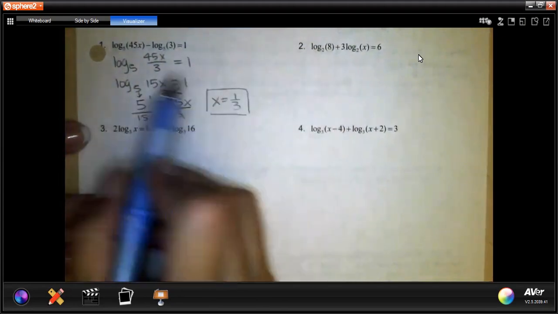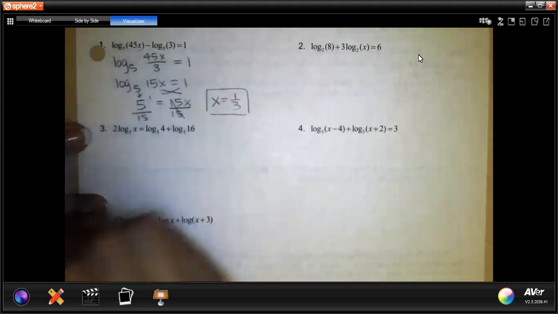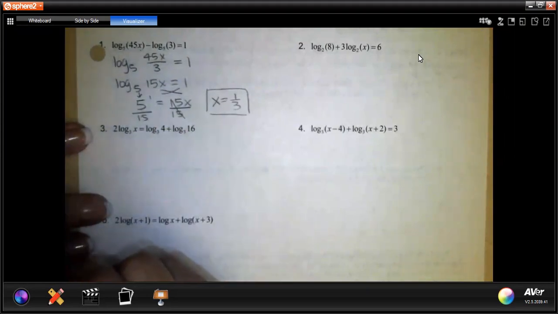You always want to make sure you go back and plug that in to verify that it does not make your argument 0 or negative, since those are undefined. This one does not, so that would be our solution.